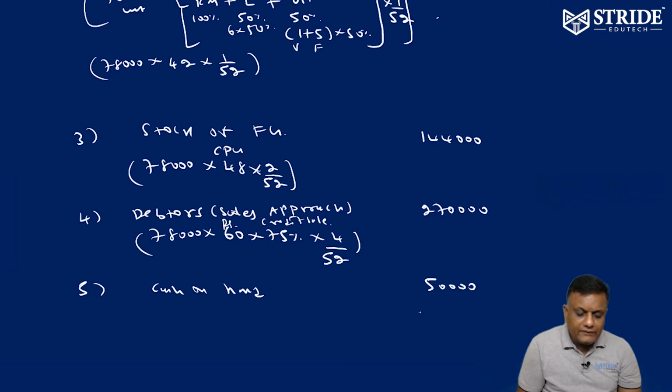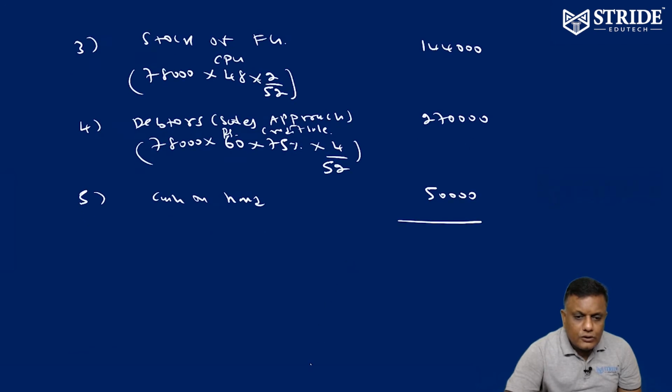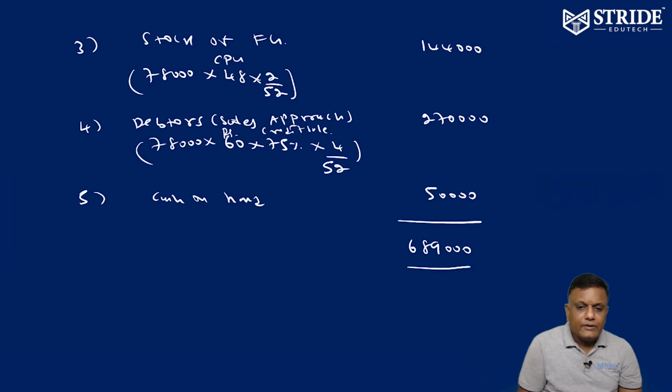Number 5, cash in hand: 50,000. That's it. So the total is 6,89,000. Right, this is the current assets total. Next, current liabilities.